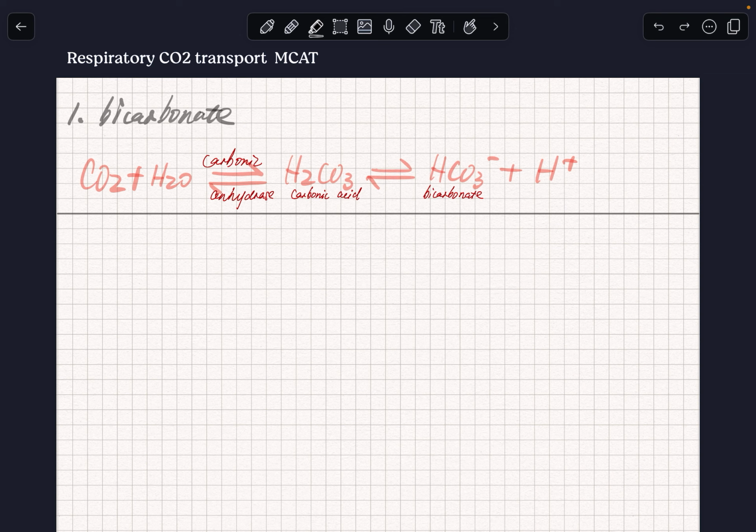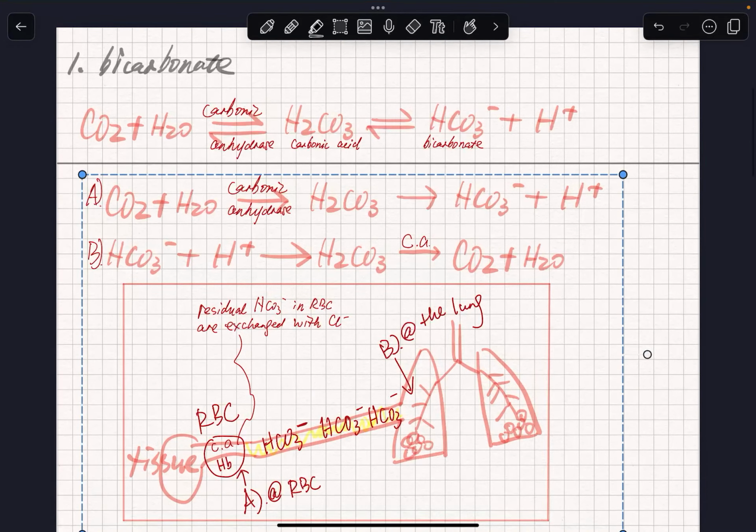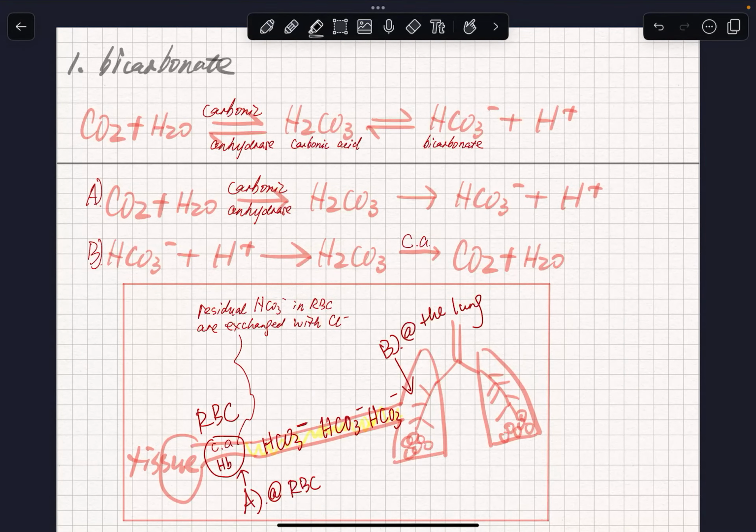how this carbon dioxide reacts with water and gets to your lungs and then eventually gets exhaled, okay? So I want to show you a picture that I drew, and I also break down this equation into 2 equations. Okay, equation A and B, okay?